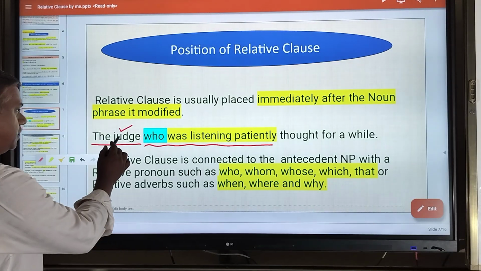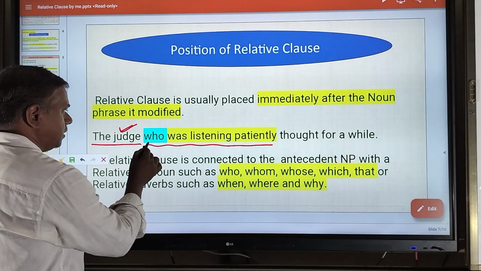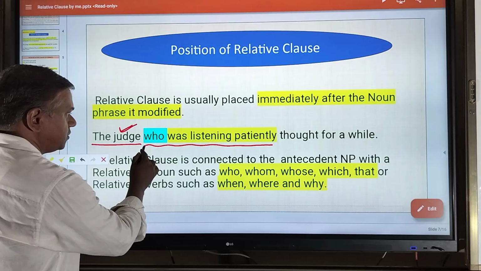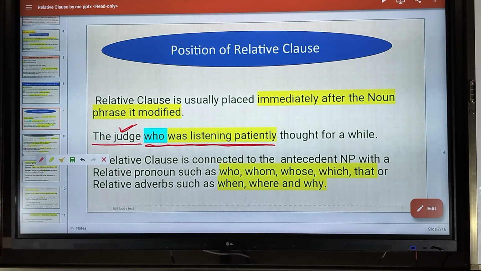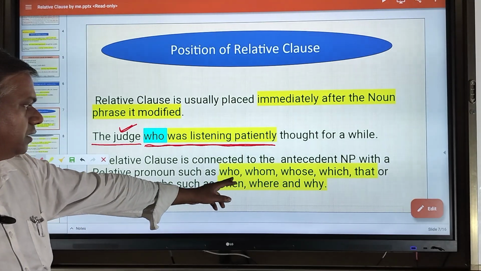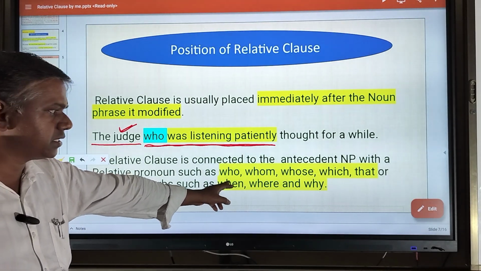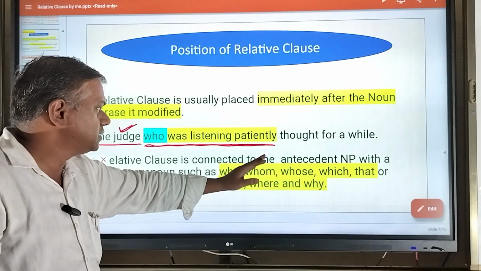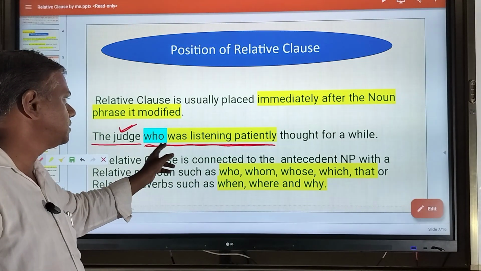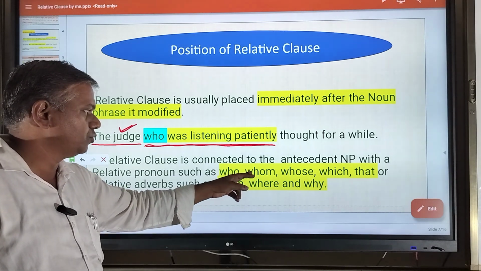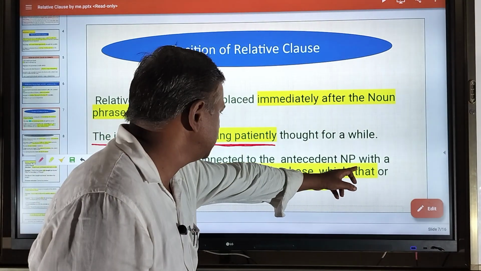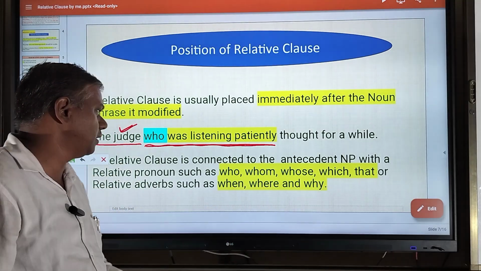So it is saying the relative clause sits immediately after the noun. And you have to remember these relative pronouns, subordinators, WH words, and also that. These are used in the relative clause. So remember these: who, whom, whose, which, that, when, where, why, like this. Okay.